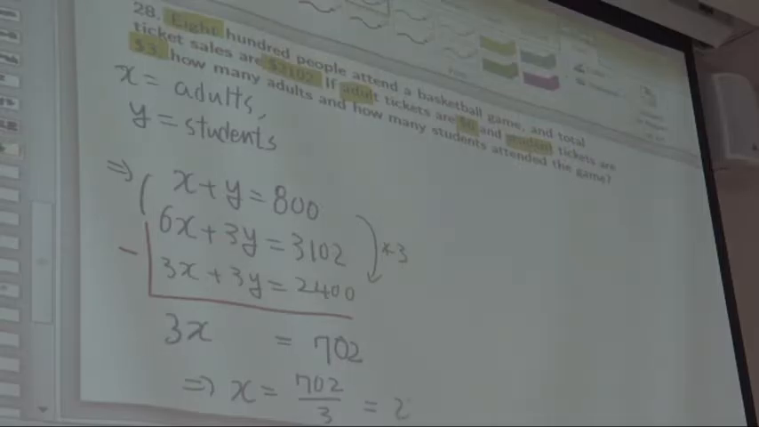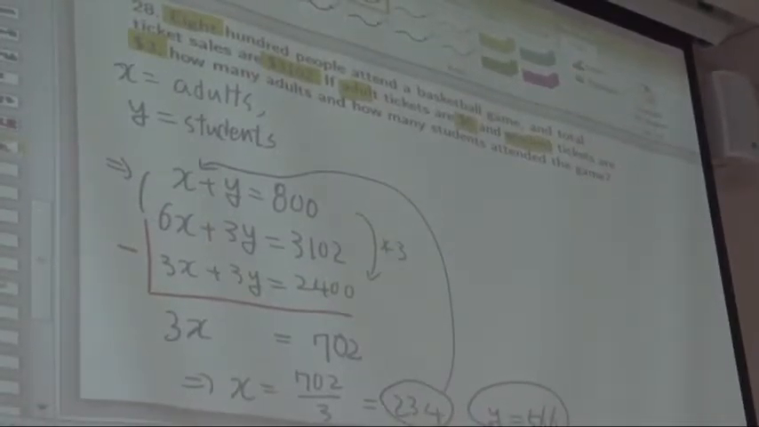So x is 702 divided by 3, which is 234. And when you plug in x, y equals 566. So how many adults and students attended the game? 234 adults. How many students? 566.